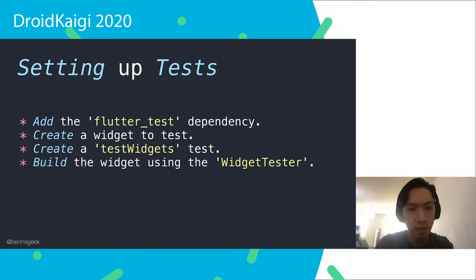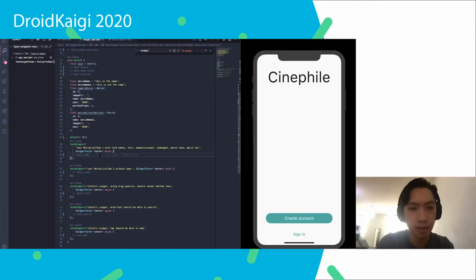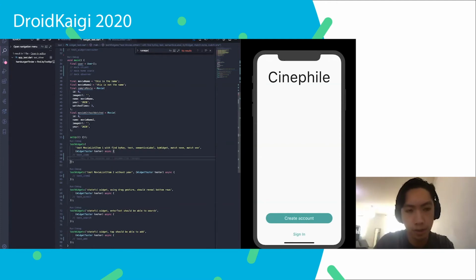So the next step is to build the widget using the widget tester. So we have the test case here. We want to build a movie widget.